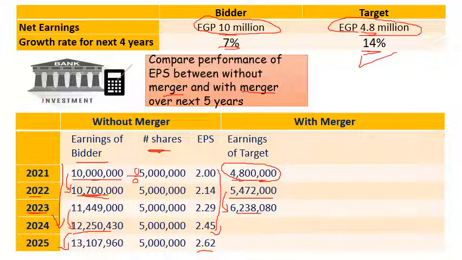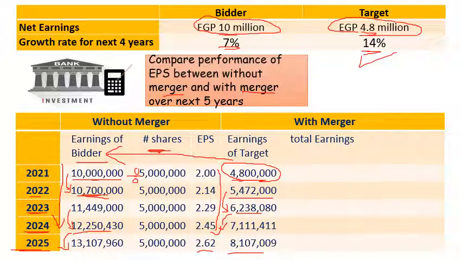This amount will grow at 14% to be 7.11 million Egyptian pounds at the end of year 2024. This amount will grow to 8.1 million Egyptian pounds at the end of year 2025. This means it increased by 14%. So according to the merger transaction, the amount of earnings of the target company will be combined with the amount of earnings of the bidder before merger.